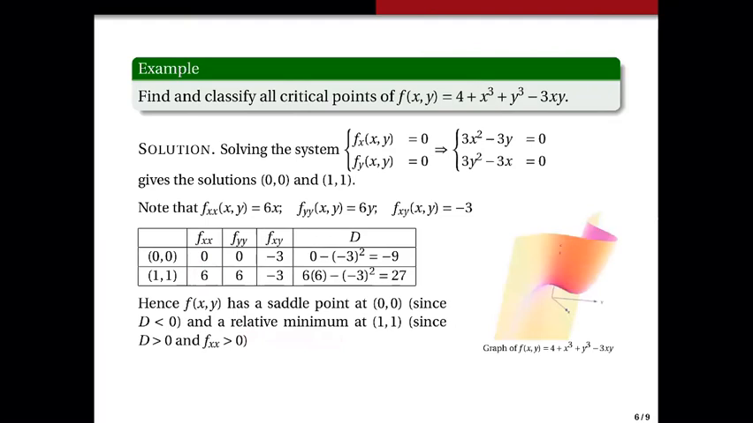So if you look at the sketch of the graph here, we have this. So you have the saddle point somewhere here. This is your 0, 0. And then your 1, 1 is somewhere here. And this is your relative minimum. Okay?